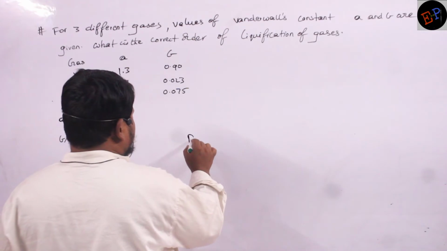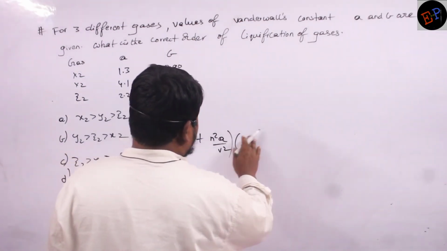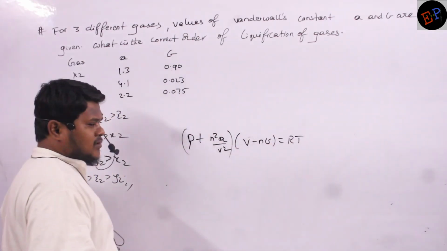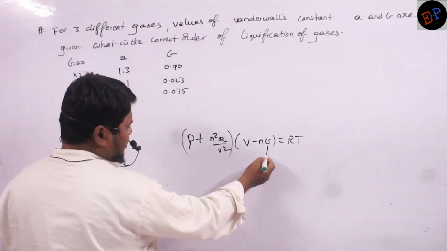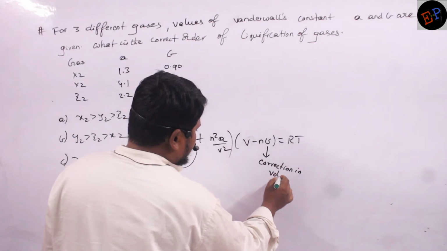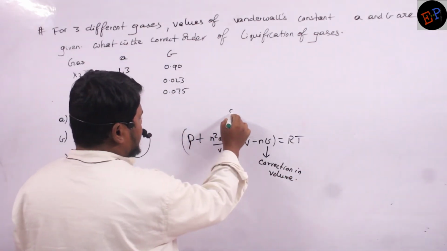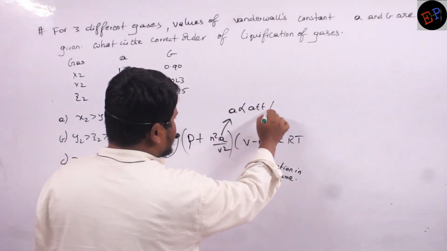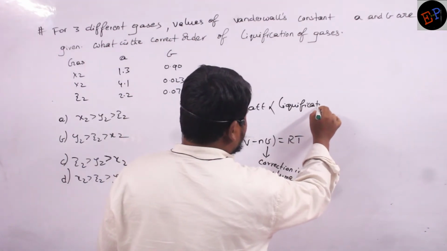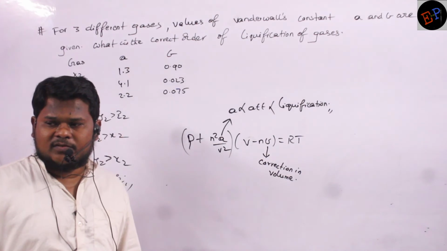So in the van der Waals equation, (P plus n squared a by V squared) multiplied by (V minus nb) is equal to RT. This was the equation we have written. b is called correction in volume. And what is a called? a is directly proportional to attractive forces and it is directly proportional to liquefaction of gas. This is what we have studied. It means the more the a value, the more will be the ability of the gas to liquefy.